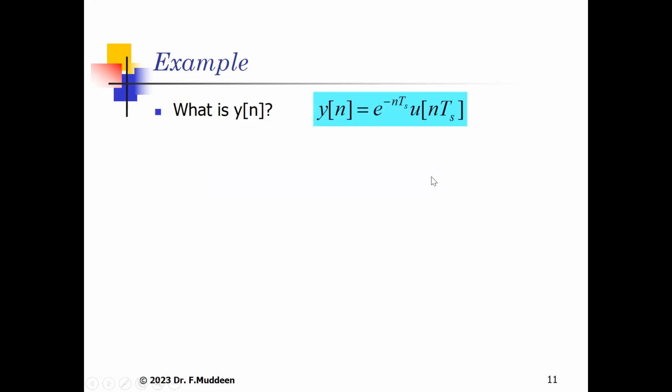So y[n], right, is you sample it, is e to, so you're taking t, remember you're getting this by replacing t with nT, n capital T, or n capital Ts. We know this is 1, this was given. So y[n] is going to be e to the minus n Ts, u[nTs]. So I could get Y(z).